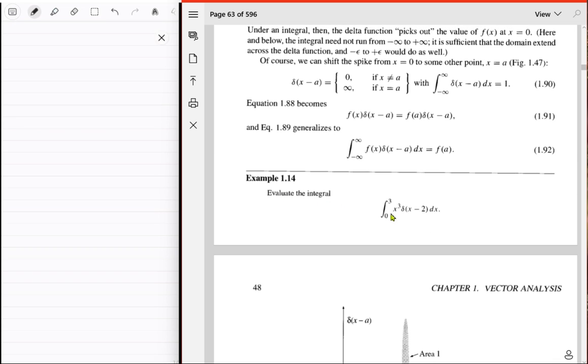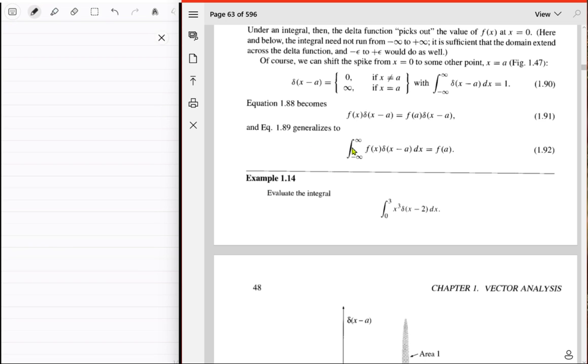Okay, evaluate this integration from 0 to 3 of x cubed del of x minus 2 dx. So basically it just plucks out the value at 2, because everywhere else this del of x minus 2 function is 0 other than at 2, of course. So we don't have to worry about those intervals really. We just have to worry about the interval in which you have this spike of a function, right? Our delta function is defined in that interval, which is also approaching 0.